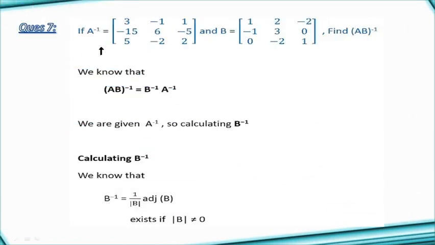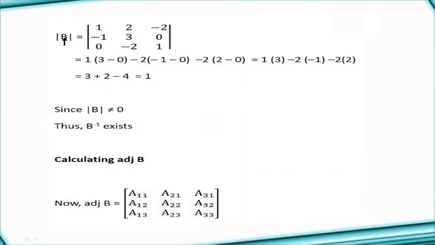Next, question number 7. If A inverse is this and B matrix is this, we have to find AB whole inverse. We know one formula, one property: AB whole inverse is equal to B inverse into A inverse. A inverse is already given in the question, so we have to concentrate on B inverse. B inverse is equal to 1 upon determinant B into adjoint B. This will only exist when determinant B is not equal to 0. We'll calculate determinant B. It is 1, which is not equal to 0, so it means the inverse exists.